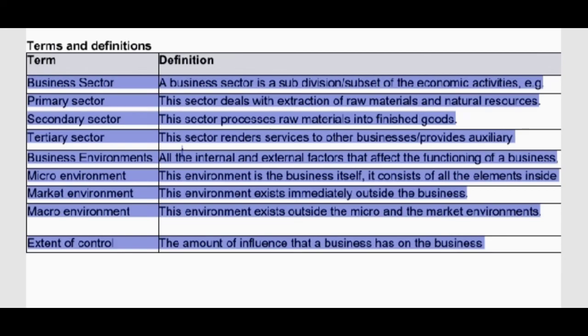Micro environment. This environment is the business itself. It consists of all the three elements inside the business. So when we speak about micro, we are speaking about the business itself. It's within the business, and consists of the three of them.